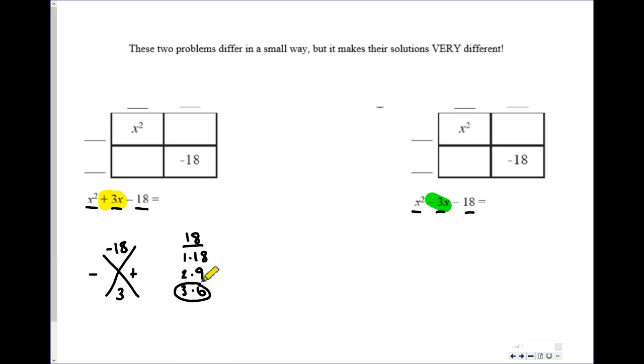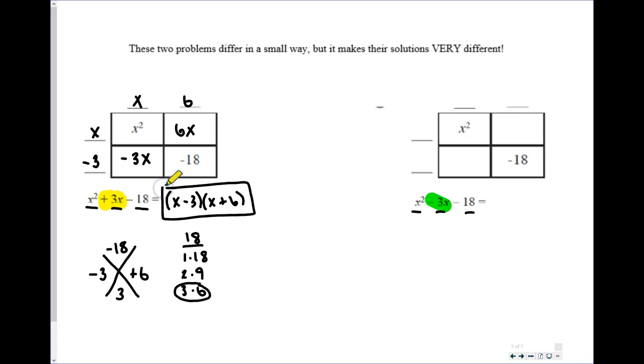Because if I make the 3 negative and I make the 6 positive, 6 minus 3 gives me 3. So now I know that this is what goes here and this is what goes here. And then I kind of work my way out. This has to be x and x, this has to be 6, this has to be negative 3, and I'm going to write my answer that way. x minus 3, x plus 6.